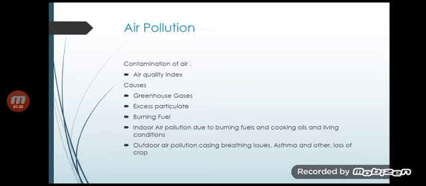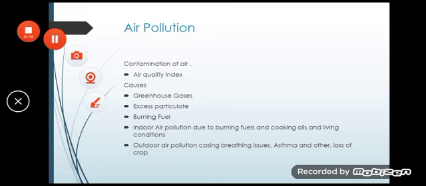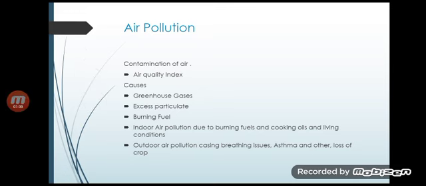There is something known as the air quality index. This is a measurement of how livable the air is in a particular area. In fact, most of Pakistan's major urban areas have an air quality index that is lower than the World Health Organization's recommendation.